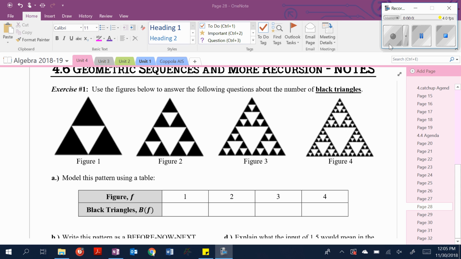You're watching the 4.6 geometric sequences and more recursions video notes. If we rewind, take a trip down memory lane, we've already talked about arithmetic sequences, and that was in the linear functions unit, because if you remember correctly, we were adding something over and over again. Well, you probably are going to make the connection now with geometric sequences. Since they're in the exponential functions unit, we are probably going to now have a multiplier.